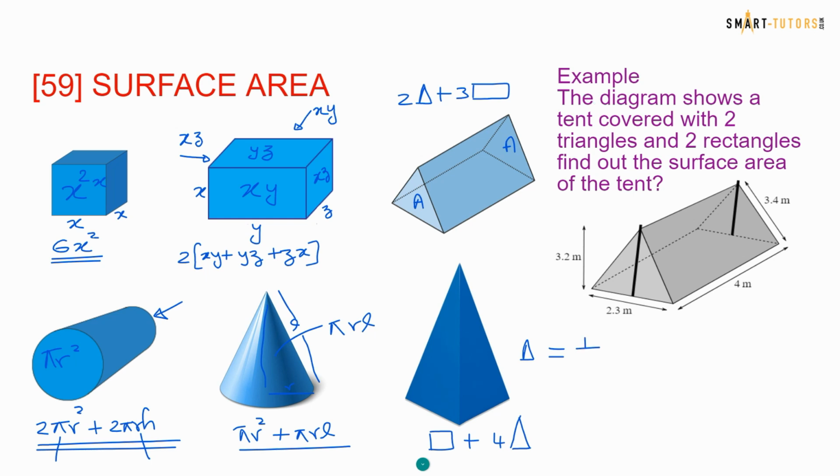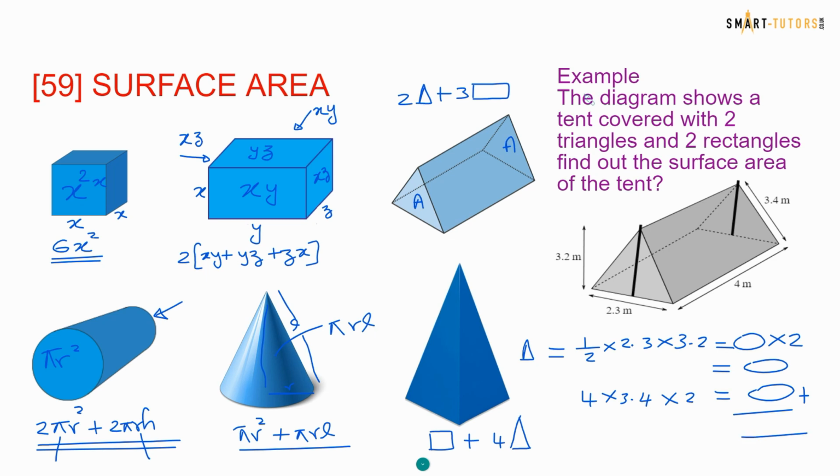Triangle area: half base 2.3 times height 3.2. You get the answer for that. You need to times that by 2, because there are 2 triangles. And the tent has 4 times 3.4 for the rectangle. Again, times by 2 because there are 2 sheets either side. So these 2 answers, you need to add them up to find the total answer.